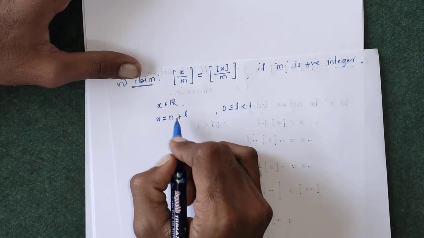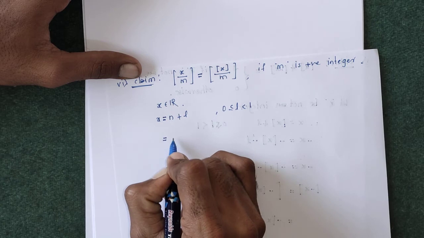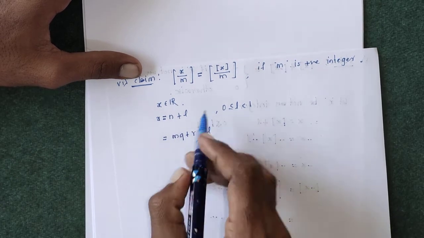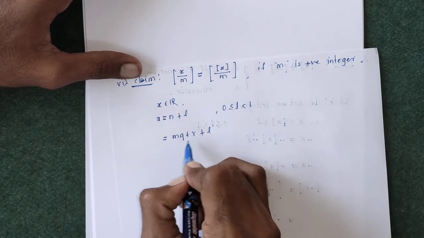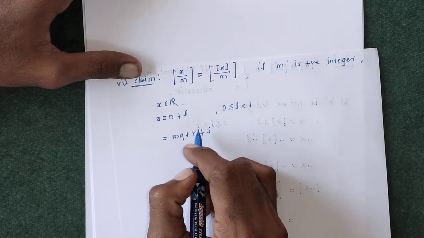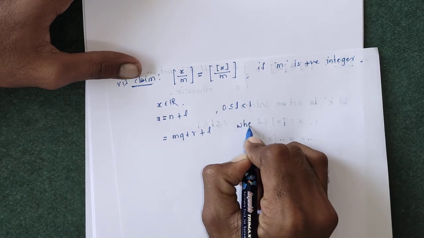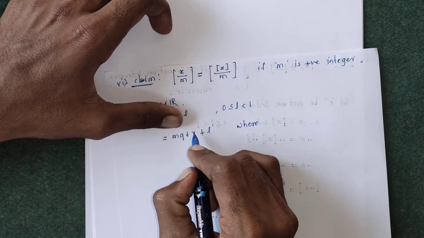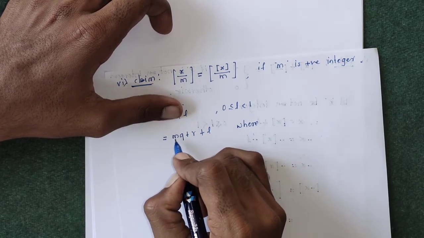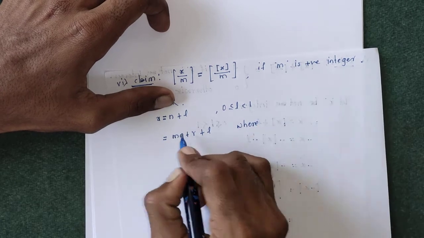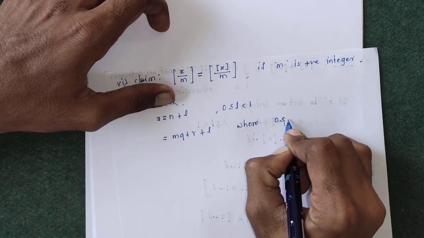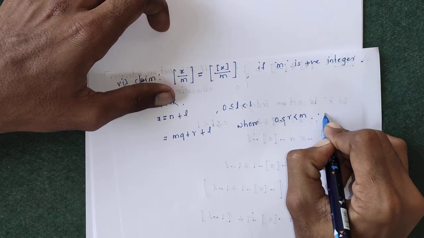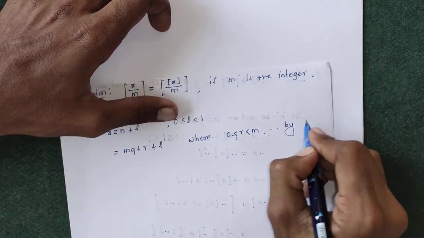Since n is an integer, being the integral part of x, we can use the division algorithm to express n in the form of m q plus r, with L as it is. We can express n as m q plus r by using the division algorithm, where the remainder r is in between 0 and m when we divide n by m. q is the quotient, so 0 is less than or equal to r, which is strictly less than m. This is by using the division algorithm.